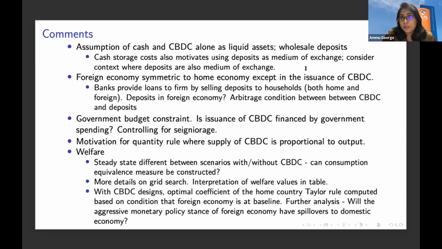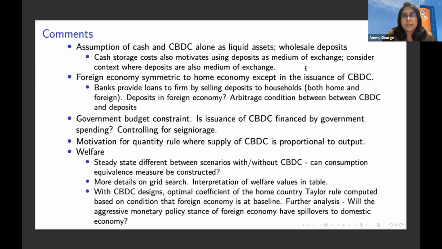Another question is with regard to the government budget constraint. So the issuance of CBDC, is it financed by only government spending? What about the context of seigniorage? Is there any rule that limits the amount of seigniorage? Bordo and Kumhof's paper has a budgetary deficit rule associated with CBDC, so that limits the seigniorage revenue being created. So is there something that constrains this?